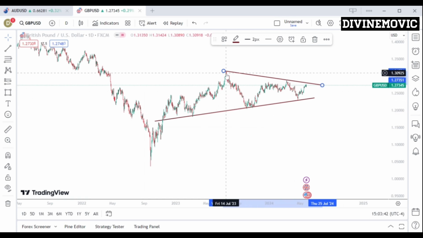Now if you look closely, when price got to this resistance level, price dropped. And when price dropped to the support level, price went to the resistance level. And when price got to this resistance level, it dropped. So what are we expecting now, since price is currently at the resistance level? We're expecting price to drop. But we're not going to sell yet, and we're not going to buy yet.